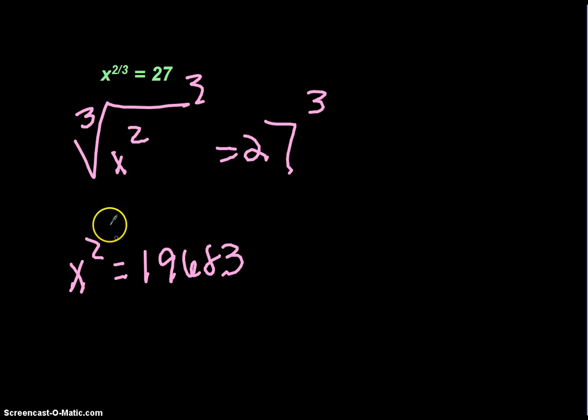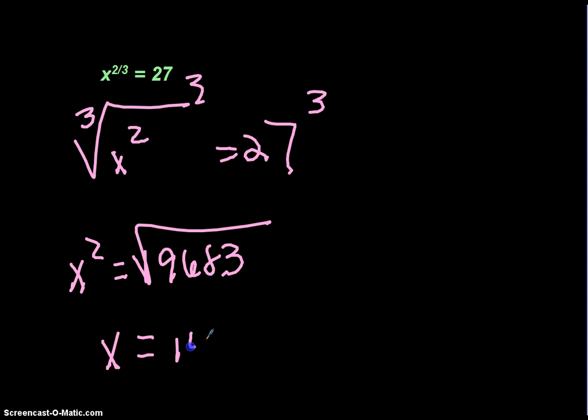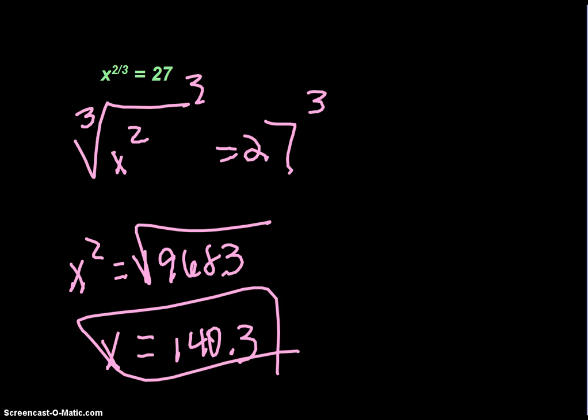Then you have to unsquare it, so you have to square root it. So you go second x squared, and you do your 19,683, and you get 140.3. And that's your answer. Technically, it's plus or minus. All right, that has you finished with your notes. You're ready to start your assignment.